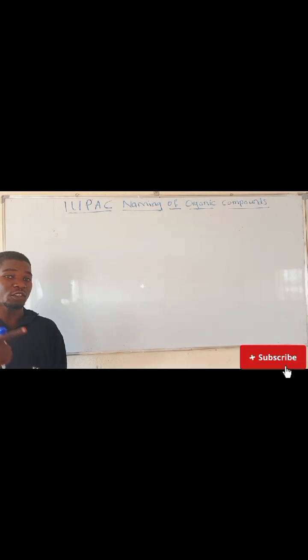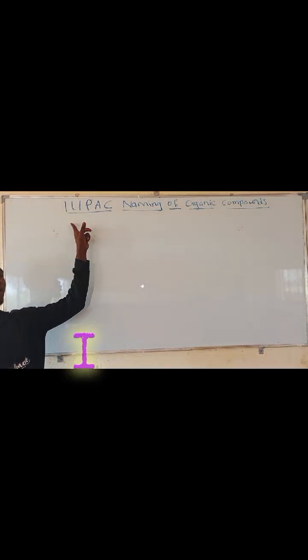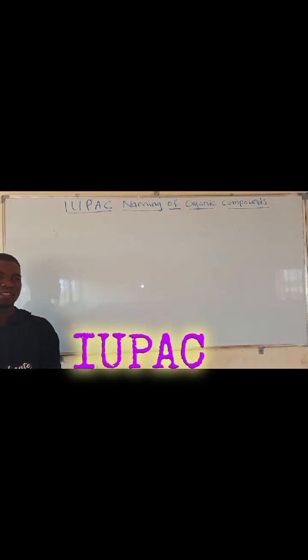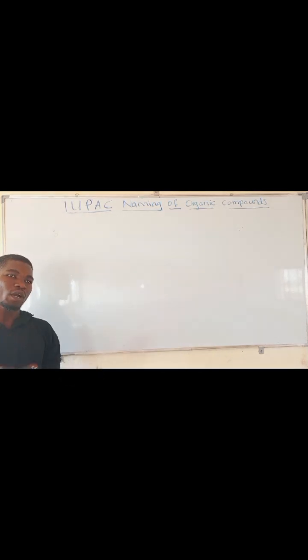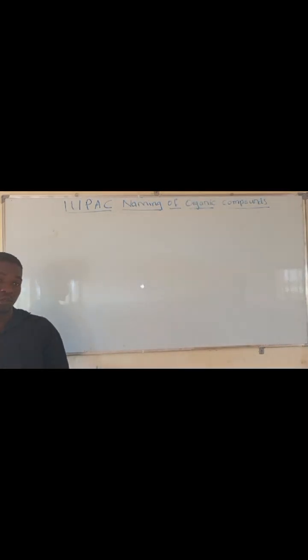First of all, I shall tell you the meaning of the acronym IUPAC. Secondly, I shall teach you how to name organic compounds. Under that, I shall teach you how to name compounds that contain carbon and hydrogen only. I shall also teach you how to name compounds that contain other substituent groups, such as the group 7 elements, compounds that have the OH group, compounds that have the carboxylic acid functional group, those that have the amines, and so on and so forth.